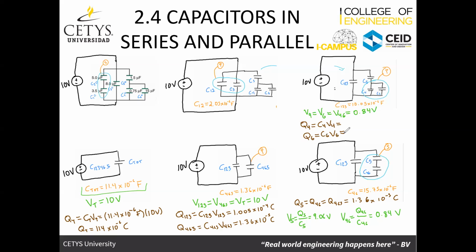Capacitors 4 and 6, remember that those are also microfarads. So capacitor 4 is 0.75 microfarads, which is times 10 to the minus 6. And capacitor 6 is 15 microfarads, which is 15 times 10 to the minus 6.